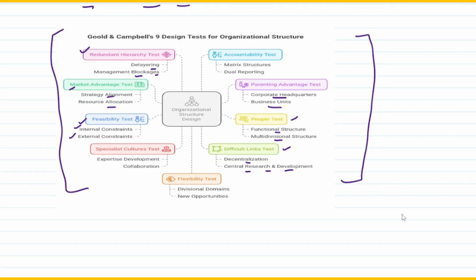Fine. Then you have what? A talks about accountability test. You generally find it in the matrix structures, and this is a case of dual reporting. Then you come to F. F is flexibility test. It talks about the divisional domains and the new opportunities. And finally you come across the specialist cultures test. It is basically through expertise development and the collaboration, right? So with this we finished 10.2.